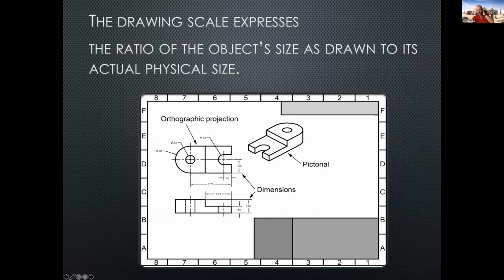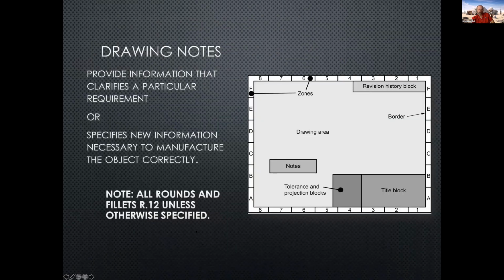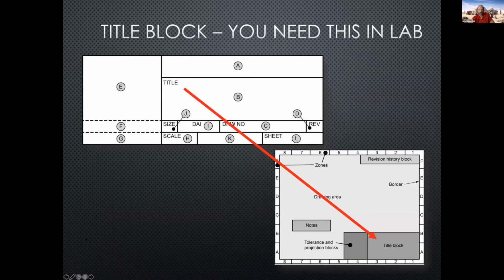Okay, the drawing scale expresses the ratio of the object size as drawn to its actual physical size. You have drawing notes in there, so you can put things like a particular requirement or information necessary to manufacture it properly. So an example of a note would be all rounds and fillets are 1, 2, unless otherwise specified. So that means you want a certain radius on all the edges, right? So sharp edges, most of the time we don't like because they get hung up on things or they can injure folks.